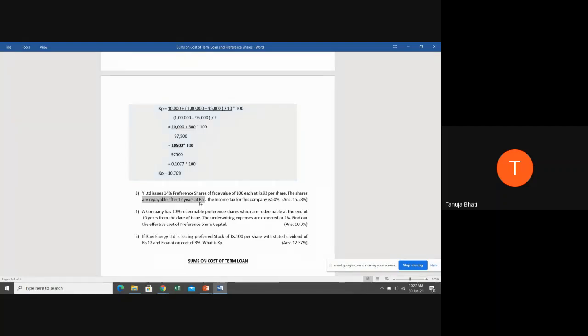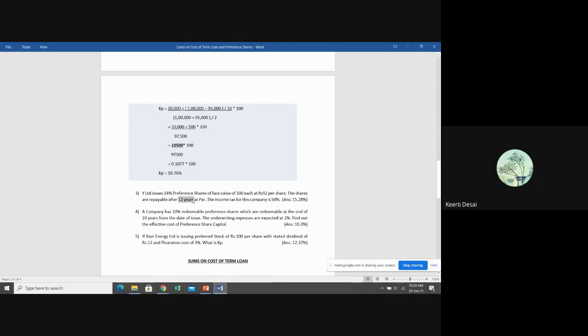What formula are you going to use? Are you going to use PD divided by NP? Yes. PD plus RV minus NP by N into 100, whole divided by RV plus NP by 2, into 100. Okay, very good. You know what formula you have to select. Now in that, what is going to be your N?